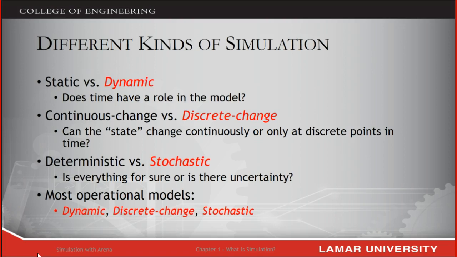Deterministic means that all the variables are represented in such a way that there is no probability associated to the event. The stochastic refers to the fact that some of the events have to be represented in terms of probabilistic events. And therefore, some of the description of the simulation types that we have include dynamic, discrete change, and stochastic. These would be the ones that we are going to be considering when we use particularly ARENA.